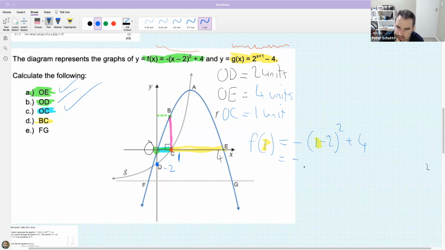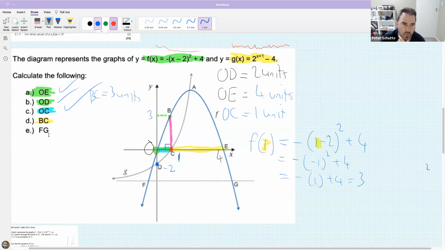So that is going to be 1 to minus 1 squared plus 4. And that is going to be minus 1 plus 4. And that is going to be 3. So indeed, that is 3. And BC would be 3 units.